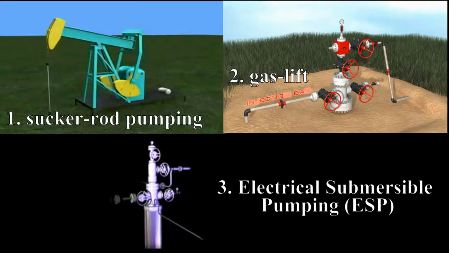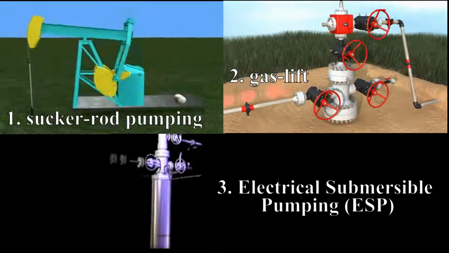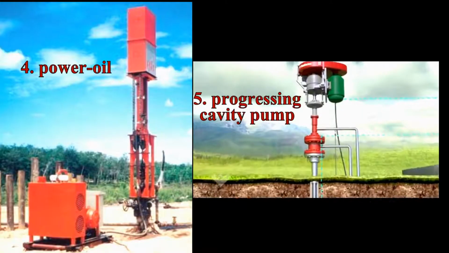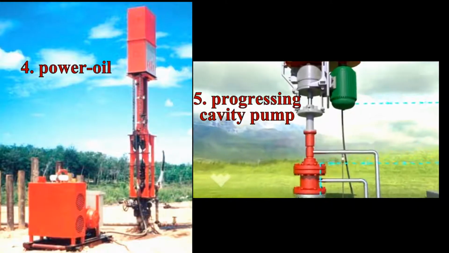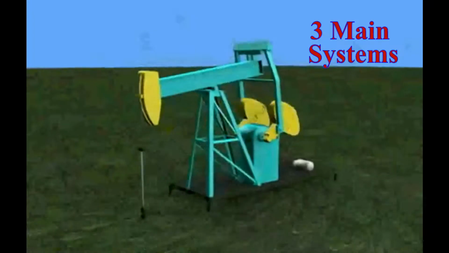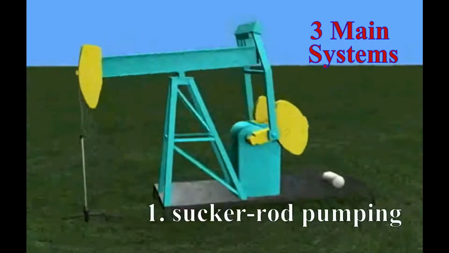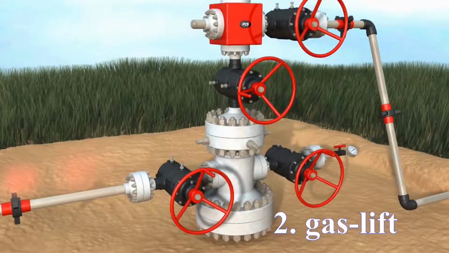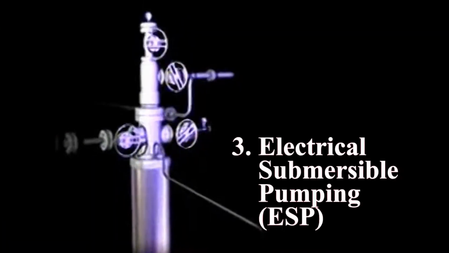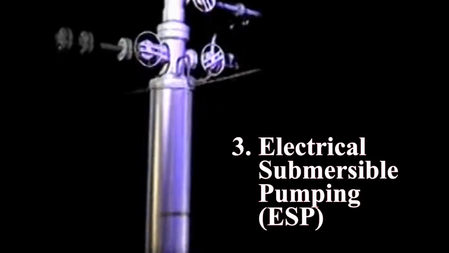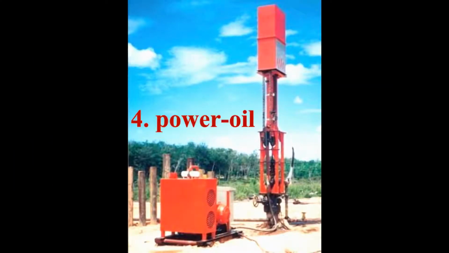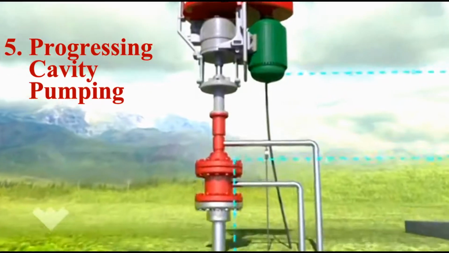Artificial lift relies on five main systems. The first three will be examined in some detail. The other two less utilized systems will only be briefly described. The main systems are: 1. Sucker rod pumping, 2. Gas lift, 3. Electric submersible pumping, ESP. The other two less used systems are: 4. Power oil, 5. Progressing cavity pumps.